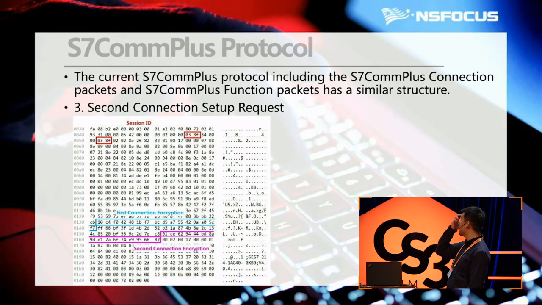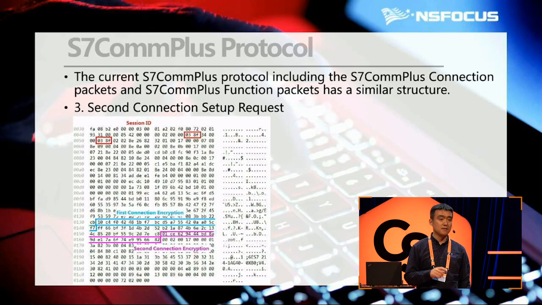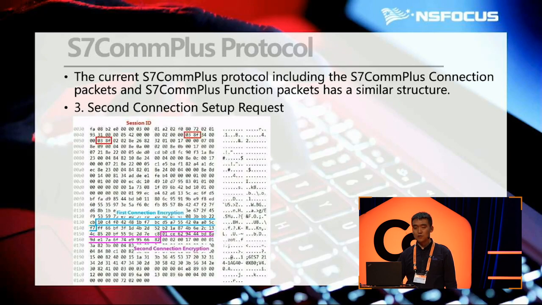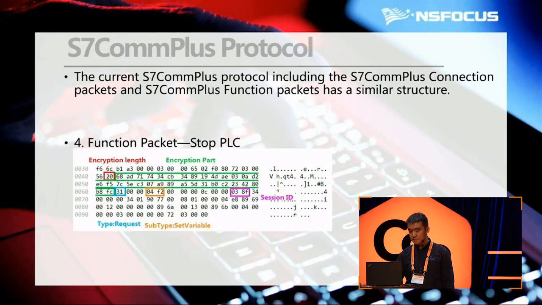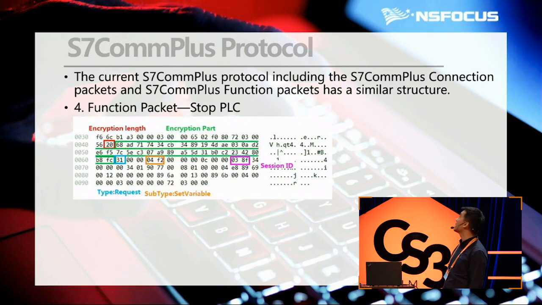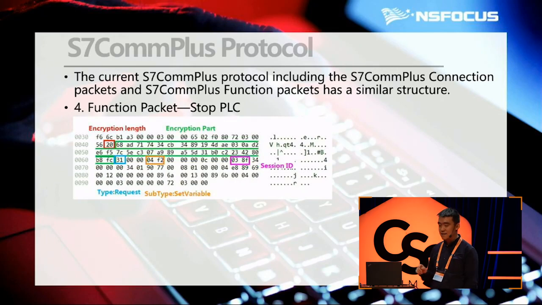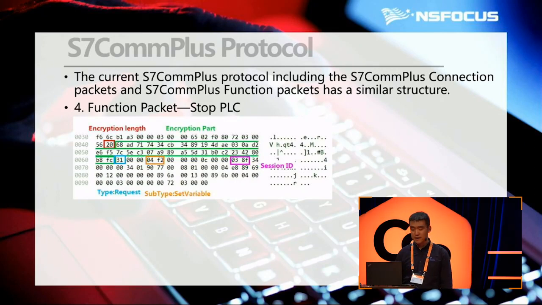When the PLC receives this second connection setup request, the PLC will verify the connection encryption part. If it is correct, then the connection will continue. If the PLC finds the connection encryption is incorrect, the connection will be terminated, which means you cannot go on to send any function packets. In the function packets, we should notice the green box. It is the encryption part. This is just like the connection encryptions. It is different in every function packet.